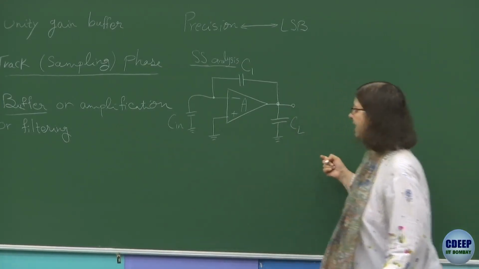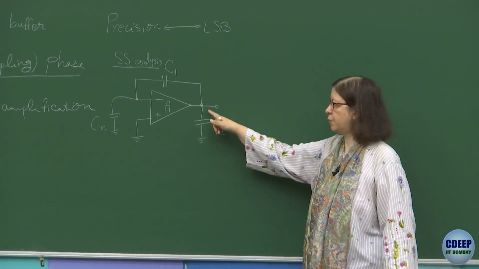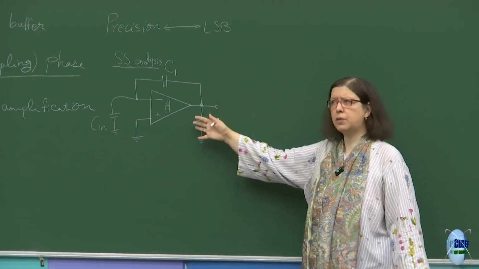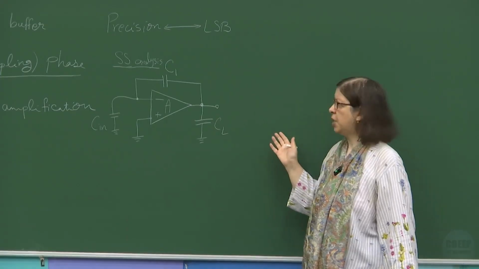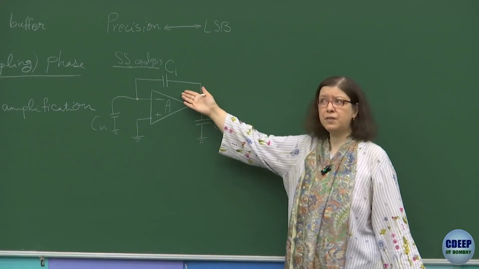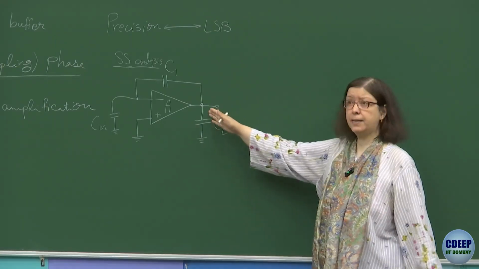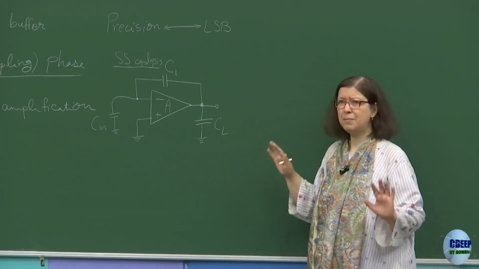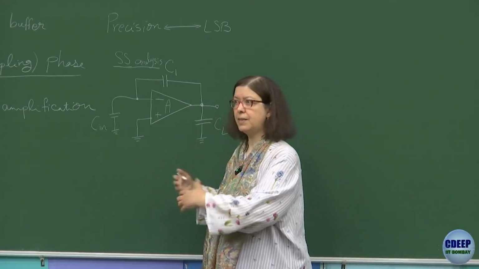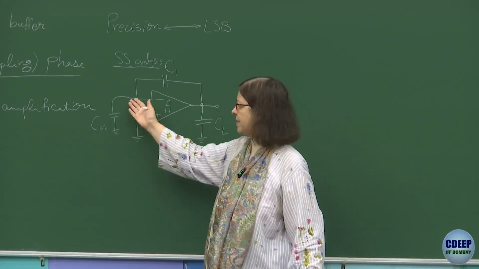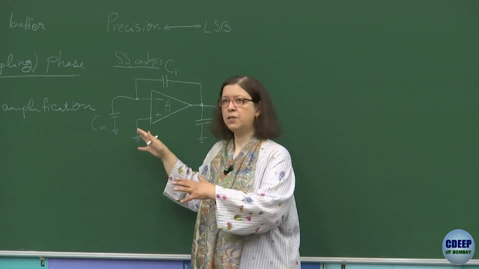And CL is eventually the equivalent capacitance you see over here at the output node, which could be due to the output capacitance of the op-amp, the input capacitance of the next stage, the parasitic capacitance of C1 with respect to ground from this node, interconnect capacitances, anything that you can imagine. So CL doesn't mean only load. Similarly, Cin doesn't mean only input capacitance. Even the parasitic capacitance of the switch connected here will also be merged in Cin.